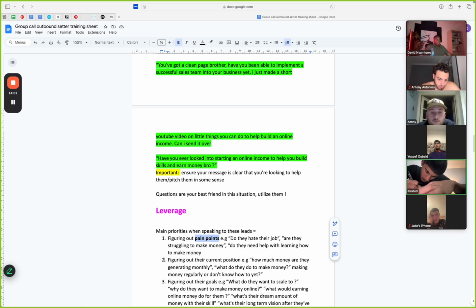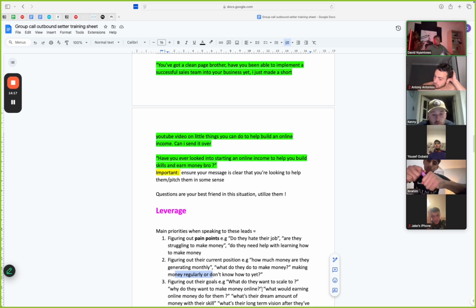So you want to figure out pain points. You want to figure out their current position, okay? Like, what are they doing at the moment? What's their day-to-day like? How much money are they making? How much money are they generating? What do they make per month? You know what I mean? Are they making money regularly, or do they not know how to yet? Do they want to make money? Do you know what I mean?